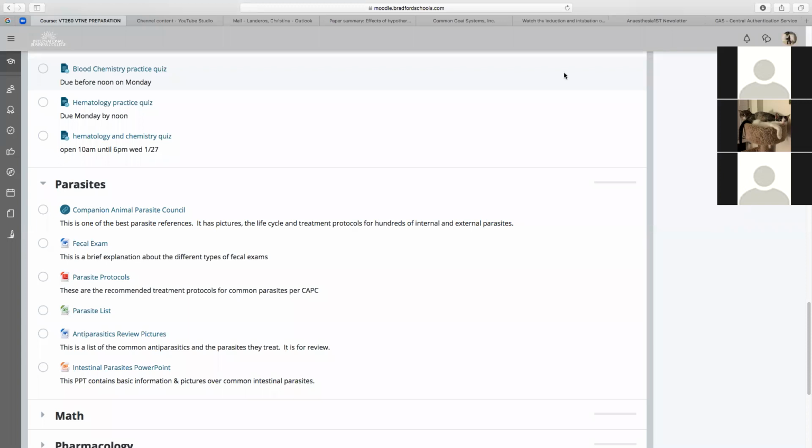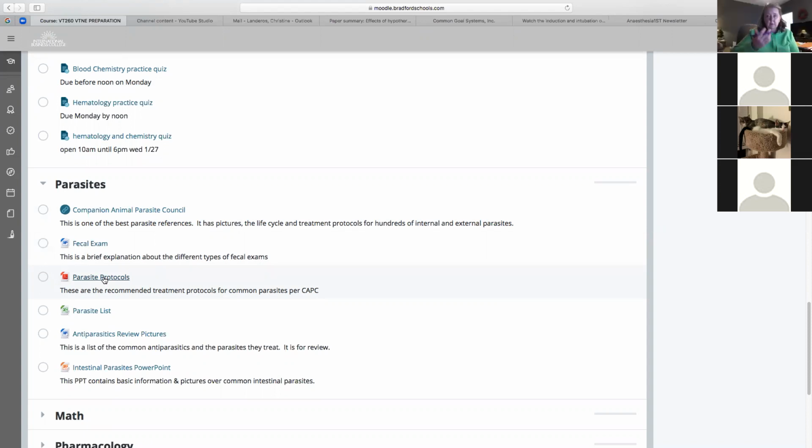Okay, so we're moving on to parasites. This is the front page of Moodle, and under parasites, there's a resource, the Parasite Council, and also this handout about fecal exams. When we get to talking about the different types of fecals, I'll refer to that. Parasite protocols is just a resource to talk about the common treatment methods, and also how to clean up and prevent new infections.